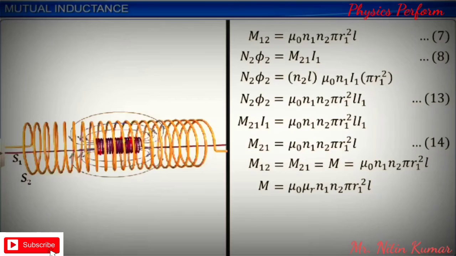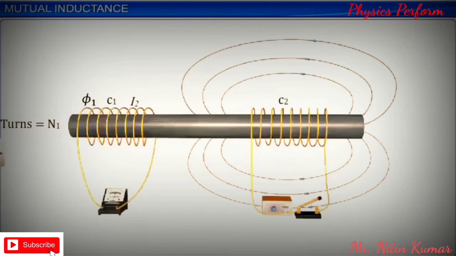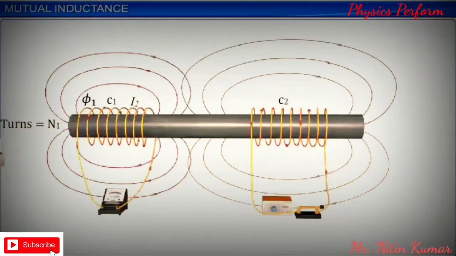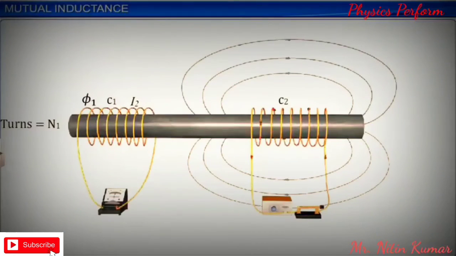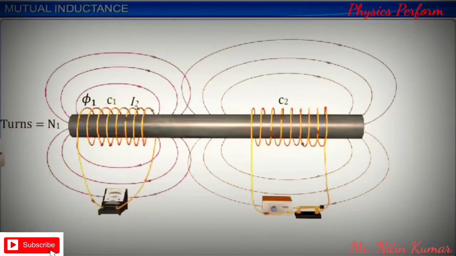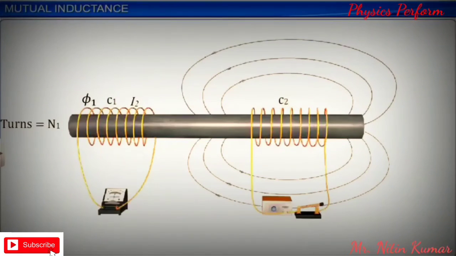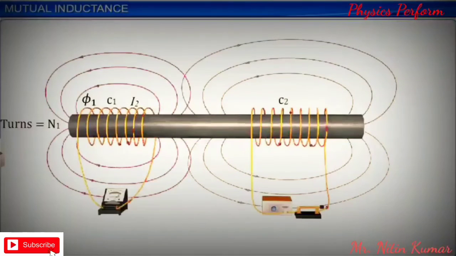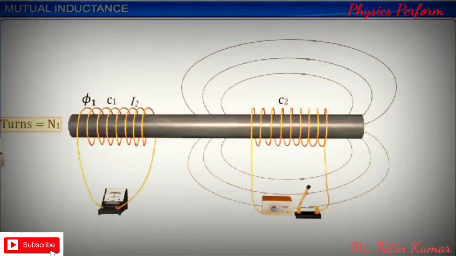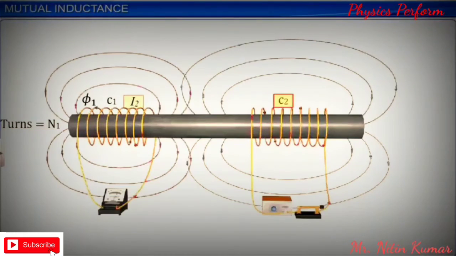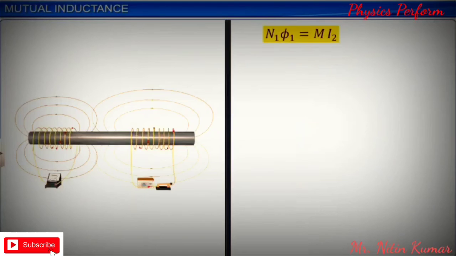Let us now take a look at how a change of current affects mutual inductance. Let us consider an experimental setup in which there is a coil C1 that is connected to a galvanometer G and another coil C2 connected to a battery. EMF is induced in coil C1 whenever there is any change in current through coil C2. Let Phi1 be the flux through coil C1 of N1 turns when current in coil C2 is I2. We know that N1 Phi1 equals M i2. The rate of change of current is equal to the rate of change of flux.